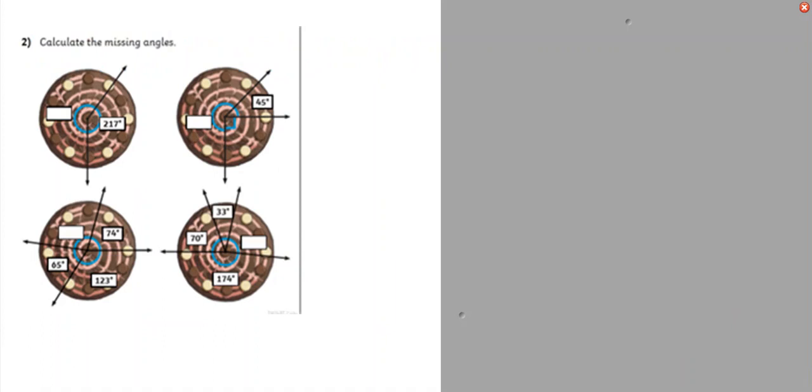Okay, so again, calculate the missing angle. Again, you've only got one angle to calculate, so I would subtract from 360. First of all, I would add any angles together that you have got before subtracting from 360. Pause the video and have a go.